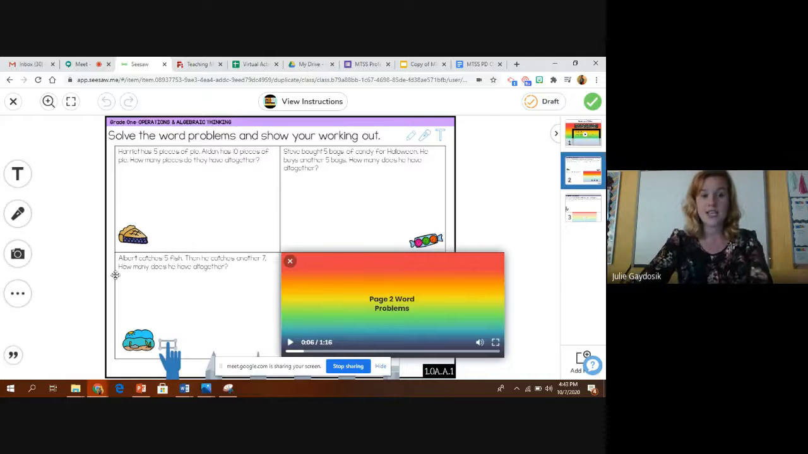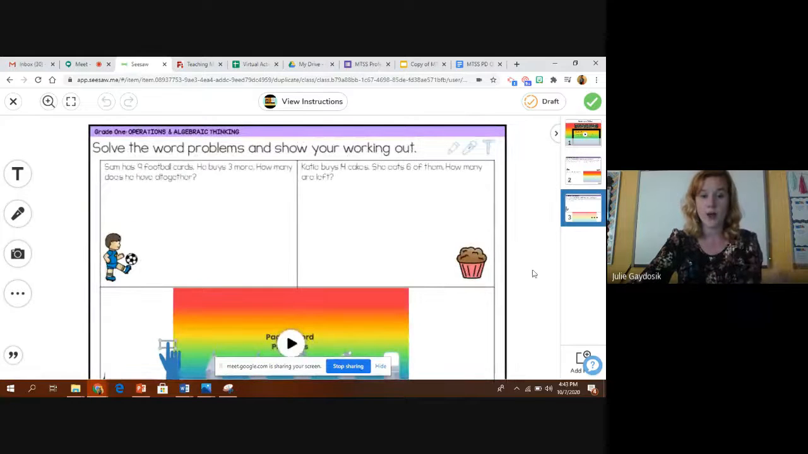So you're going to do these 3 word problems on page 2. Then you only have 2 word problems on page 3. So again, I read the word problems to you aloud. So listen to those word problems, hit pause, solve them, listen to them again if you need to. So that is your Seesaw activity, okay? So kind of similar to what we did in whole group.